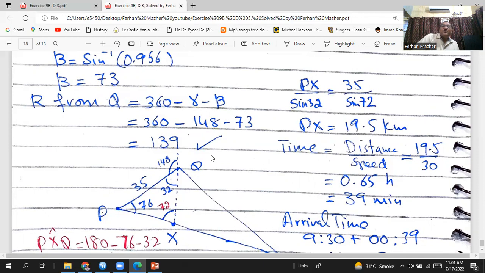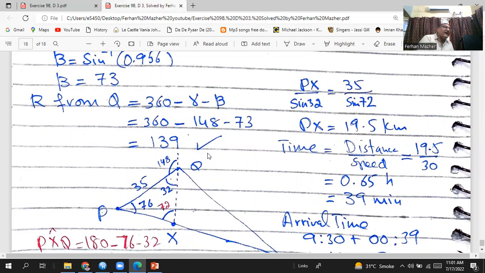So I know the speed of that ship and the distance it has to travel is 19.5 kilometers. Its speed is 30 kilometers per hour. So the time will be equal to distance divided by speed, that's 19.5 divided by 30. So the time taken will be 0.65 hours. If I multiply it with 60, I will get the minutes. So 0.65 multiplied by 60, you get 39 minutes. The answer will be 39 minutes.